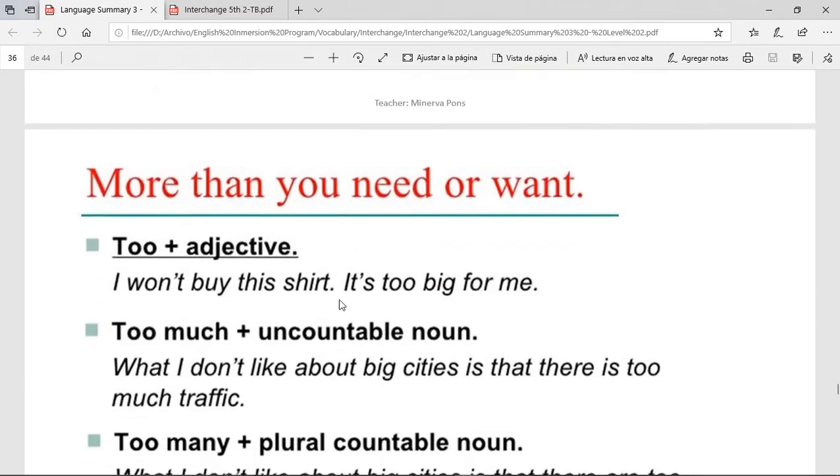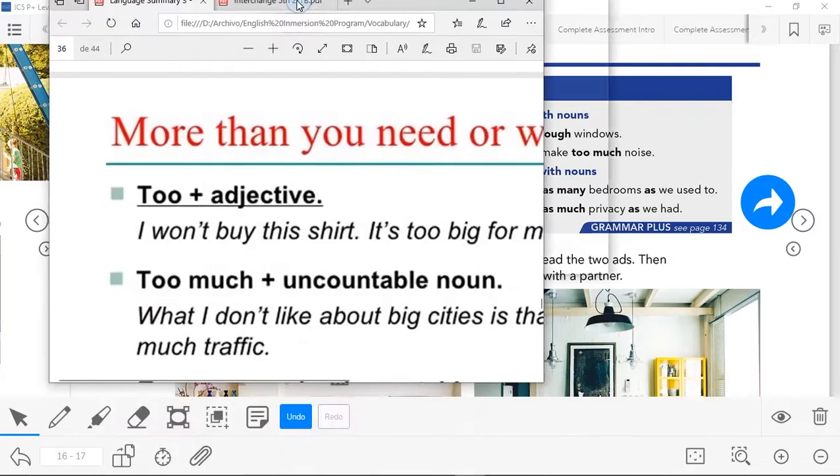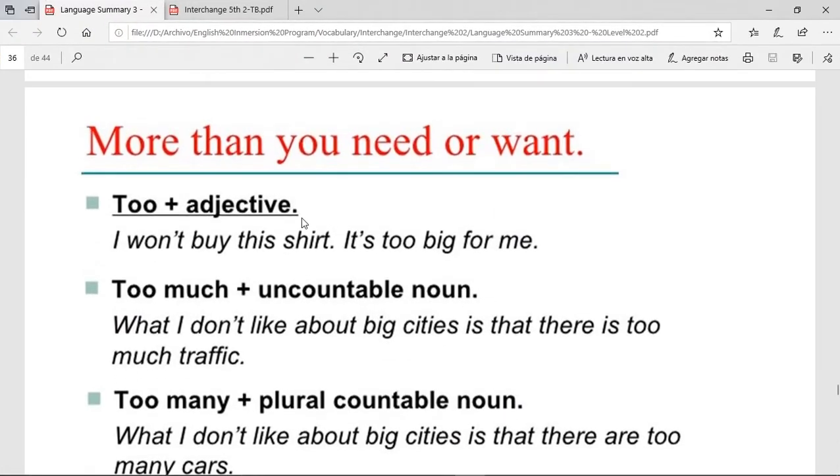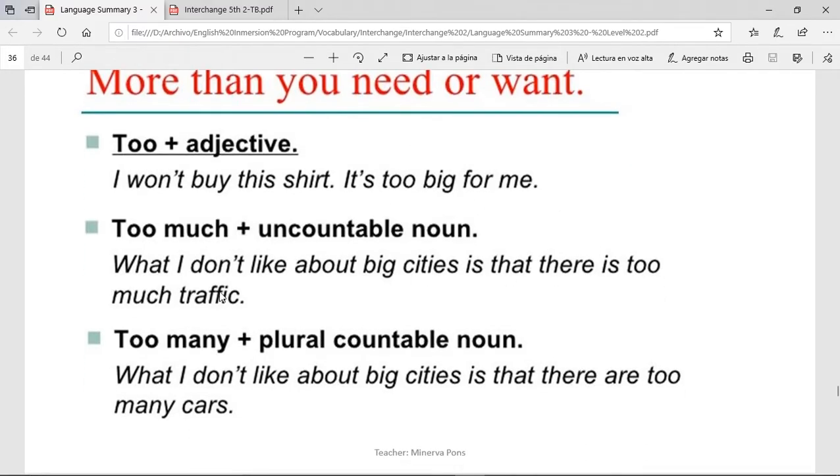Evaluations. Okay, so more than you need or want. For this, we use too plus an adjective. I won't buy this shirt. It's too big for me. That is an evaluation. Okay? All of this is for evaluations.